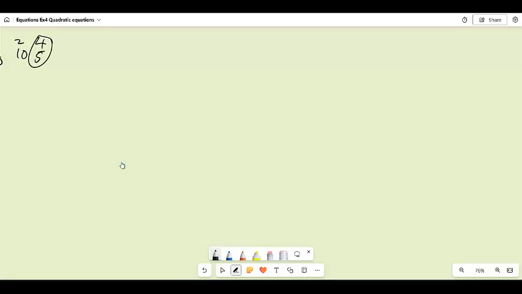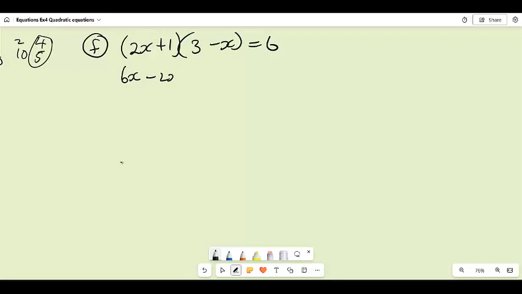So F is similar to E. 2 brackets, 2x plus 1, 3 minus x is equal to 6. So what do we do? We are going to do FOIL. So that gives me 2x times 3 is 6x. 2x times negative x is negative 2x squared. 1 times 3 is 3. 1 times negative x is negative x. And then I bring this minus 6 over, and that equals 0.